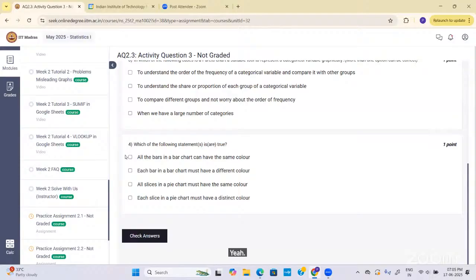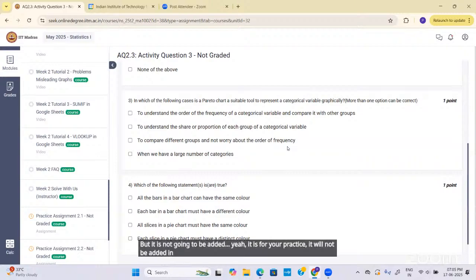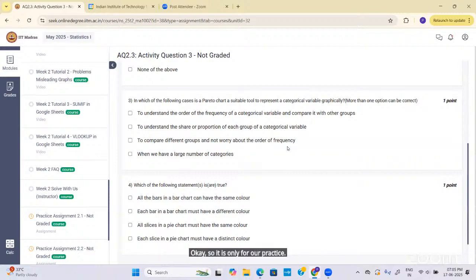Anything else? Ma'am, the weekly mock specifies that the assignment is graded. Actually, it's not graded. It's mentioned there, we may correct it, but it is not going to be added. It is only for your practice. It will not be added in your results. Okay, ma'am. Thank you so much.